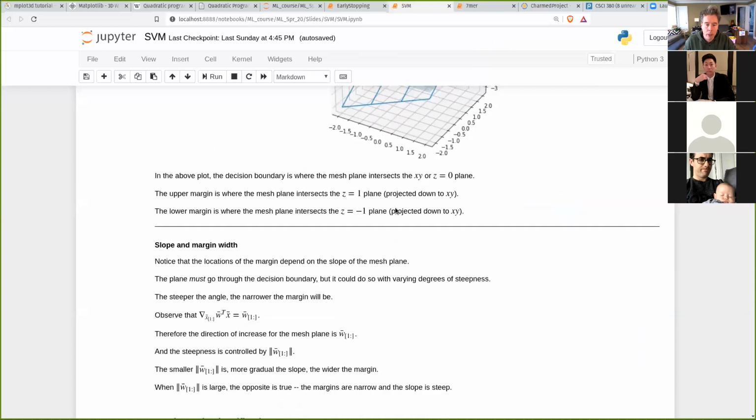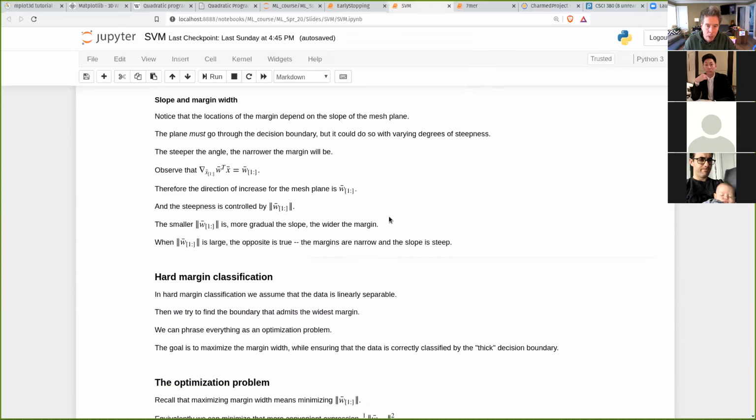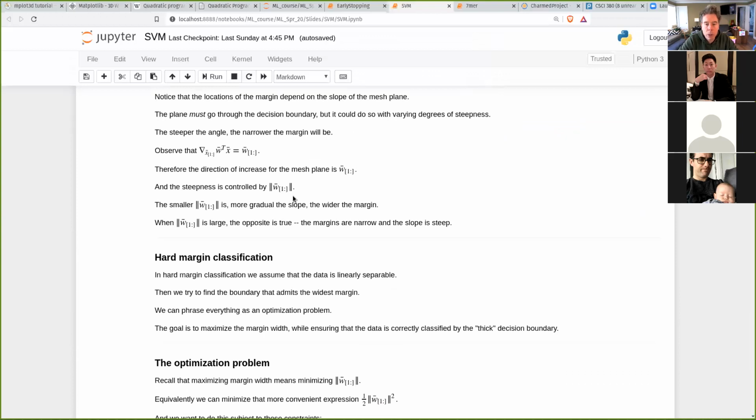So let's go back down here. The steepness is controlled by the magnitude of the weight vector. So the smaller the weight vector is, the more gradual the slope and the wider the margin.